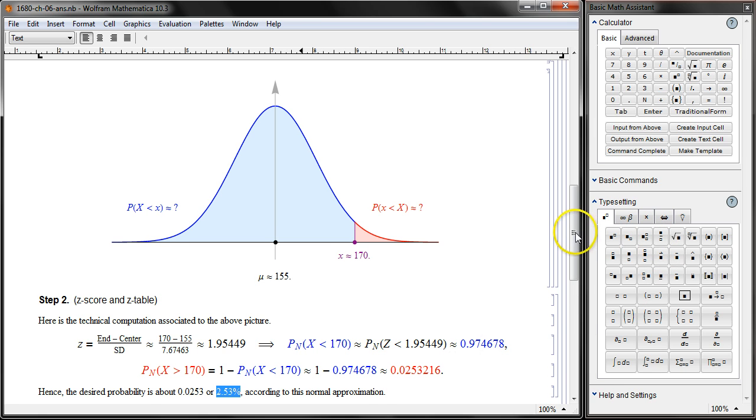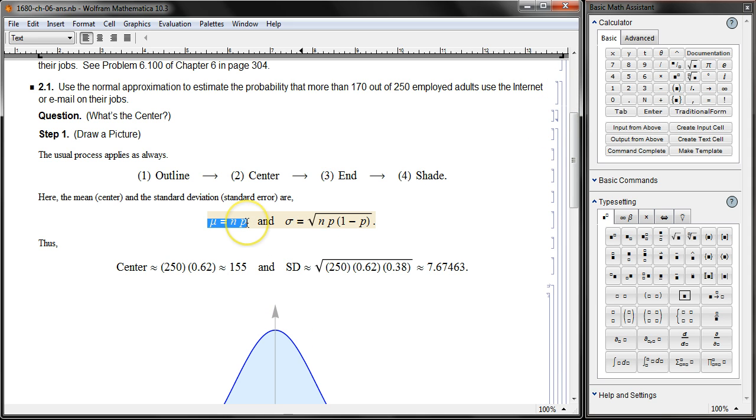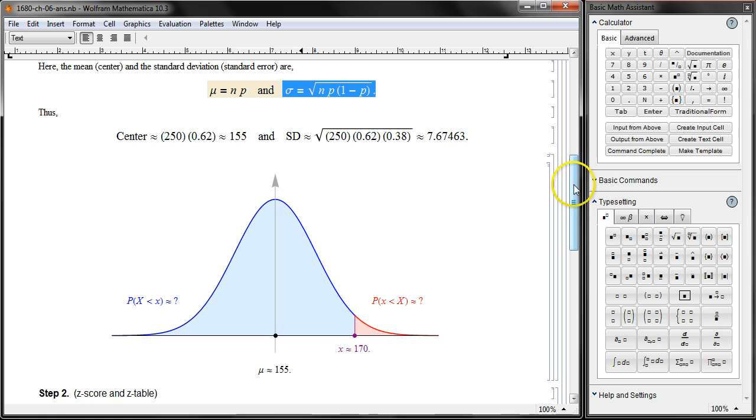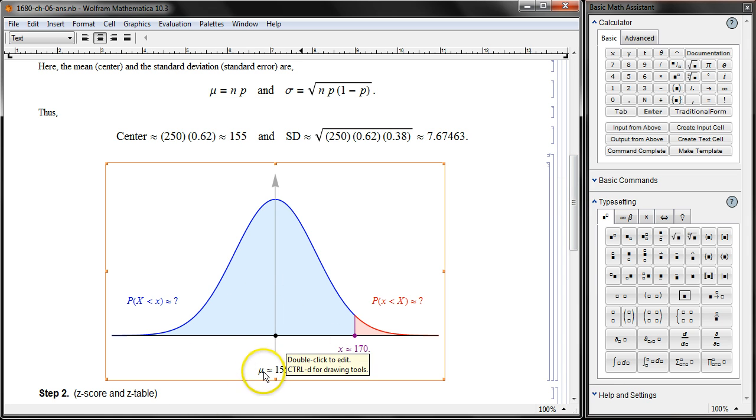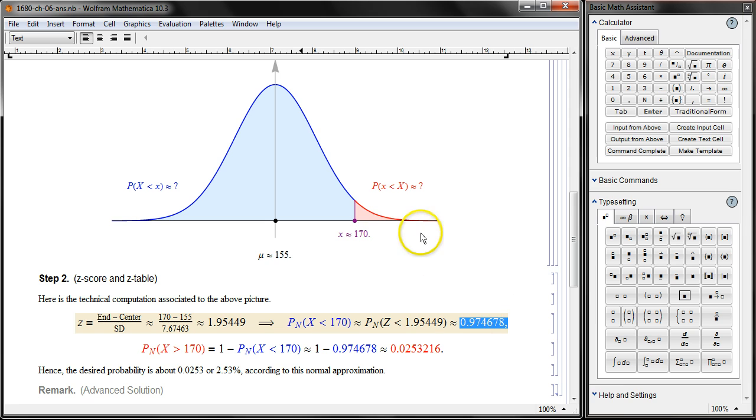In summary, the center is the key. So how do you get that? Mu equals NP. Standard deviation is sigma equals the square root of NP(1 minus P). Using those, you can draw this normal picture. Center, end, 170, and z-score. End minus center over SD. Look up the table, get the probability, and we want the right-hand side, so subtract from 1.